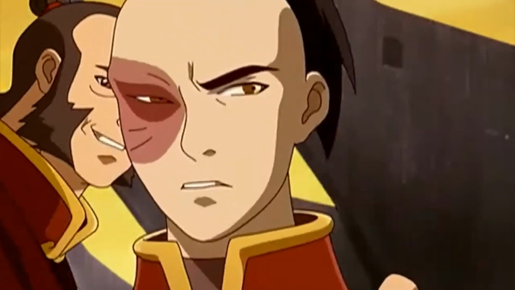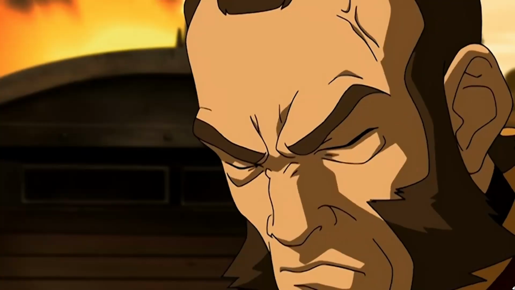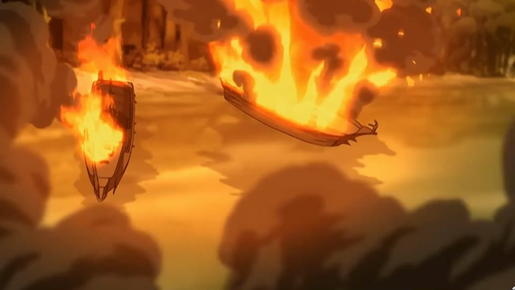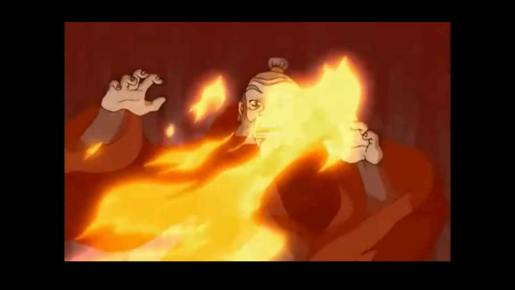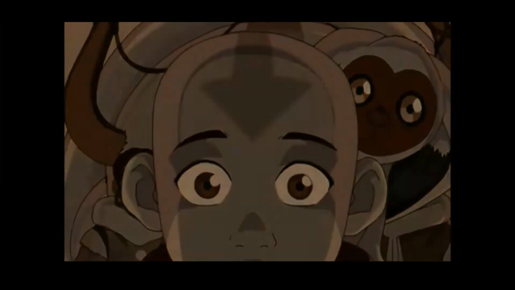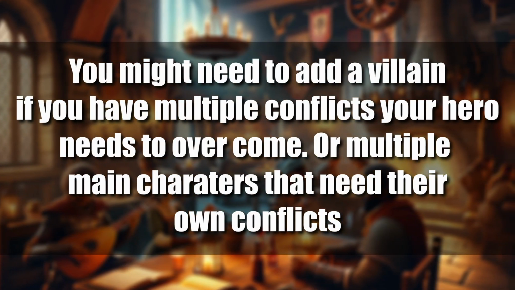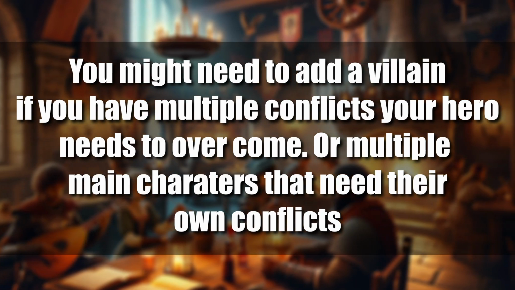He's kind of a psychopath, and that's established earlier in Season 1. Acting rashly and killing the Moon Spirit doesn't go against his character at all. So in doing this, you can still have the plot you want while keeping the main villain who you want them to be. You might want to add a villain if you have multiple conflicts that your hero needs to go through, or if you have multiple main characters that also have to go through their own personal conflicts.